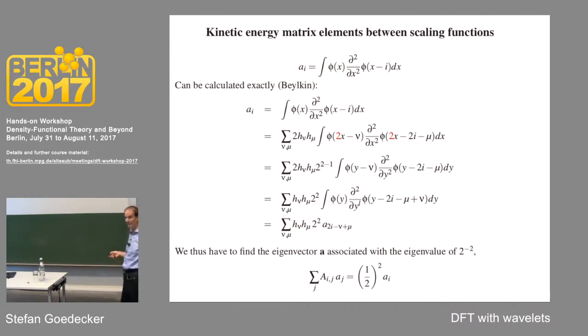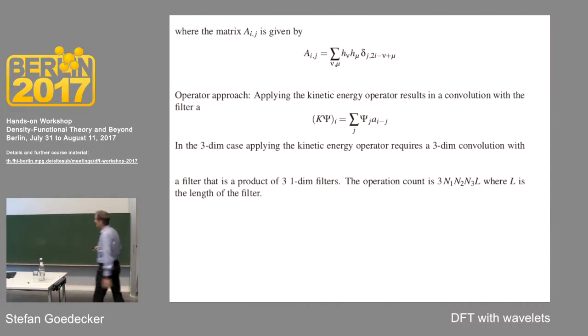Yeah, that's kind of surprising, right? I mean, you don't use an integral table or something like that to calculate this integral, which represents the kinetic energy. Instead, you have to find the eigenvector of a matrix. And then this eigenvector contains those integrals. And once you have it, you can apply it as a filter to calculate your derivatives.